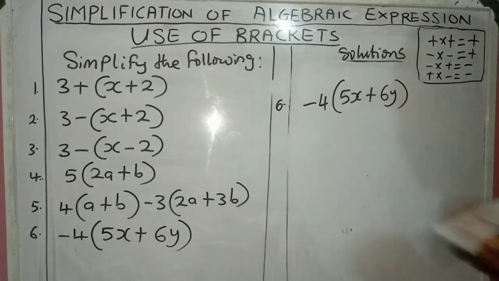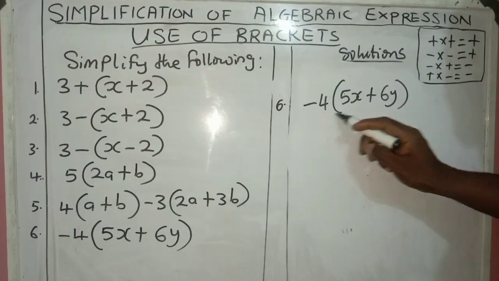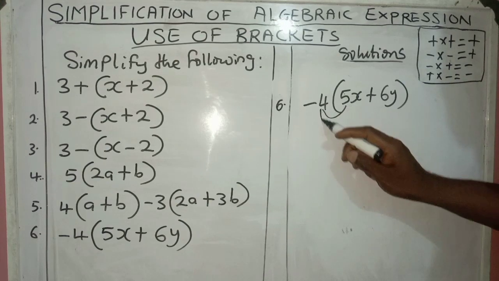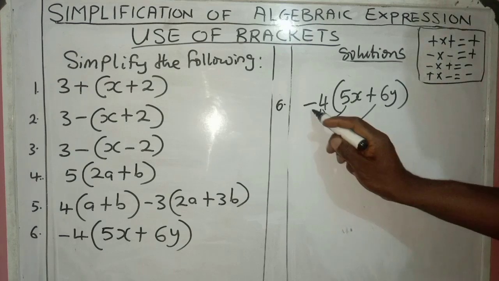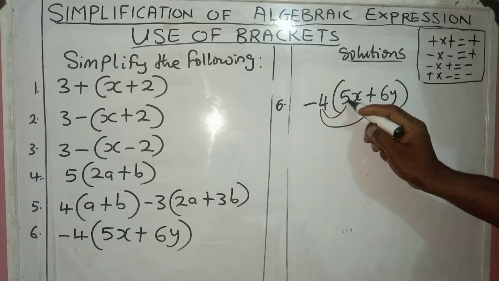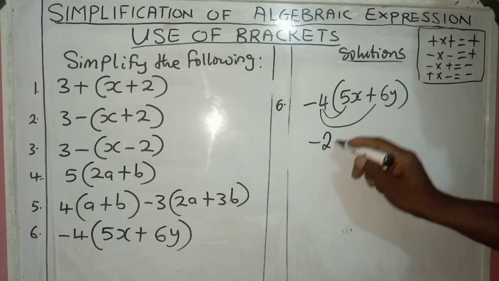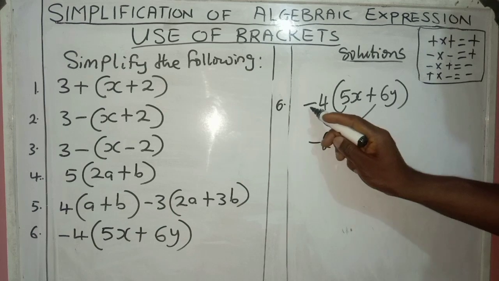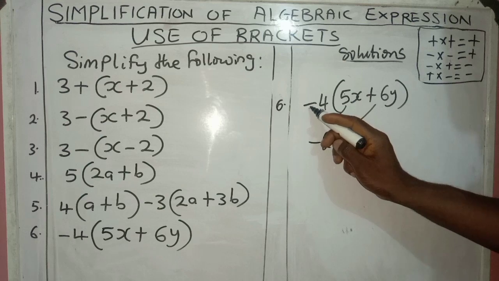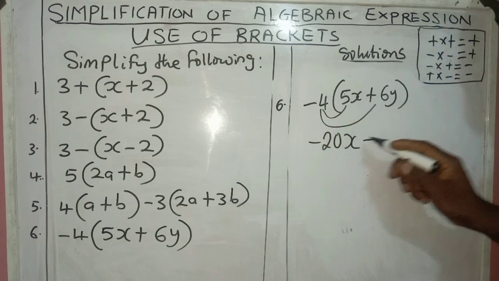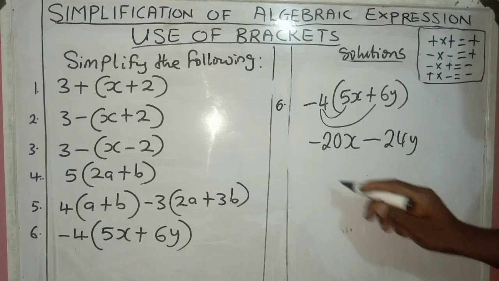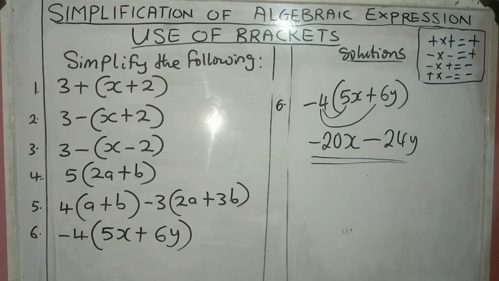Question number 6, just like the way we treated other ones, -4 is attached to the bracket. So -4 will multiply 5x, after which -4 will still multiply plus 6y. So that will then be -4 times 5. You know that 4 times 5 is already 20. But -4 times 5x will give us -20x. Then minus times plus, because -4 will multiply plus 6y. So therefore I have to take it this way. Minus times plus will give me minus. So 4 times 6y will give us 24y. This is the answer to the question.